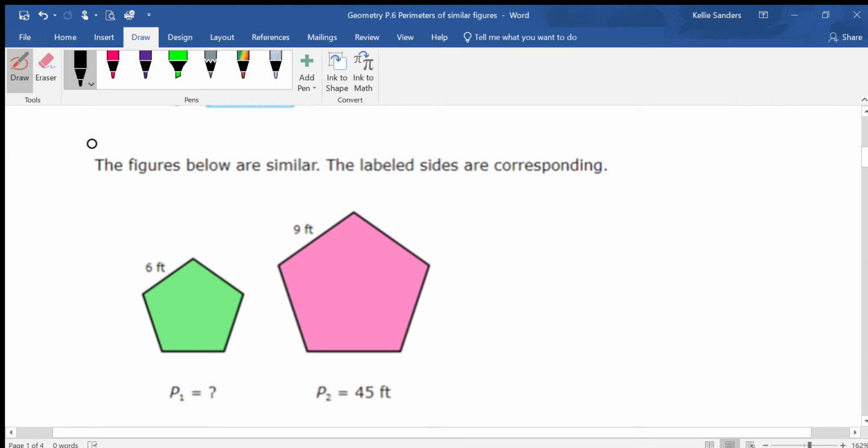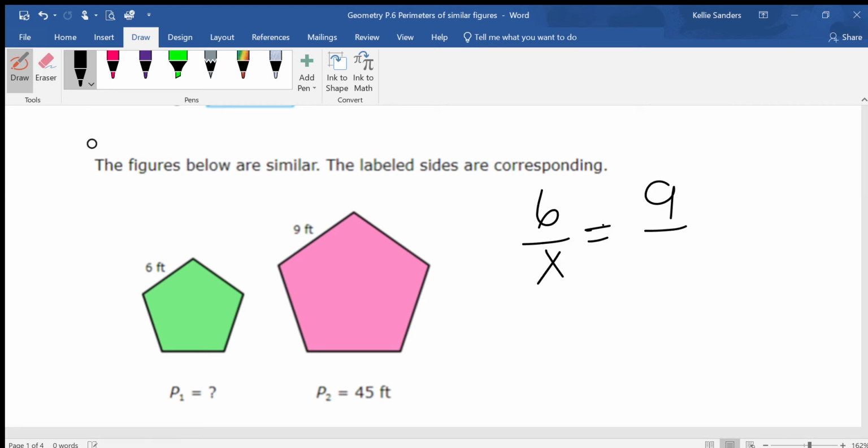Alright, so 6 is to 9, as we don't know is to 45. You can cross multiply and divide, or you can say, well, I can multiply 9 times 5 to get 45, so I'm going to multiply 6 by 5 and get 30. 30 would be the answer.